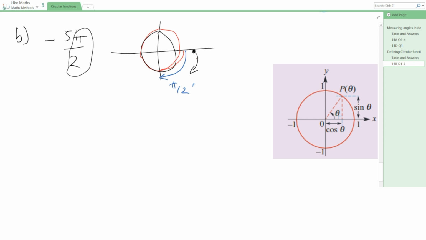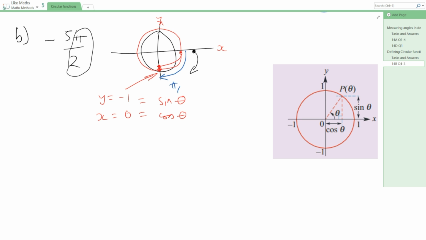Actually, let me just check that, sorry. Let me undo. Starting from here, the important thing is starting in the right direction, so we're going this way. 1, 2, 3, 4, 5. Okay, back to here. So on the y and x, here y is -1, x is 0. And we know that sine of the angle gives us y, cos of the angle gives us x.